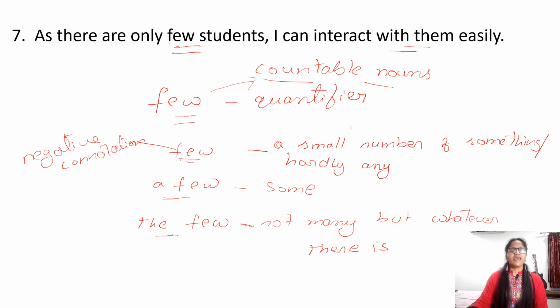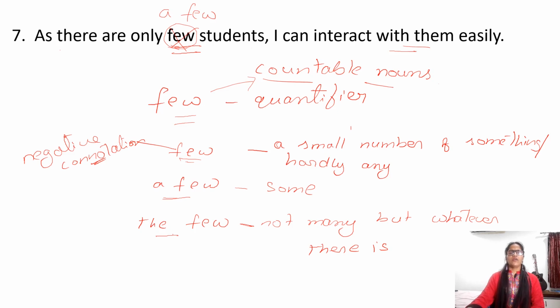Now here, as there are only few students, it is used in a negative connotation, right? It means there are no students. If there are no students, how can I interact with them, right? So there have to be some students, then only I can interact with them. So here in place of few, we need a few.